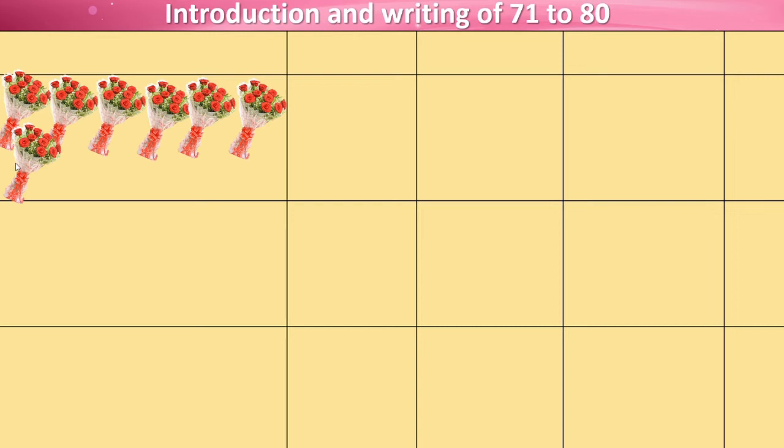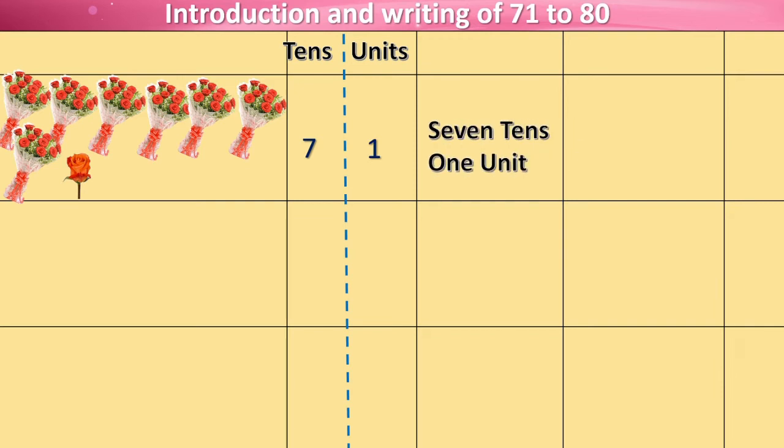Okay. Now here you can see one more single rose. So total how many roses are there? We'll write in tens and units. Okay. See here, 7 tens because 7 bouquets are there and one single rose is there. So 1 unit. 7 tens and 1 unit, that makes 71. Okay, and in numerals we write 70 and 1.